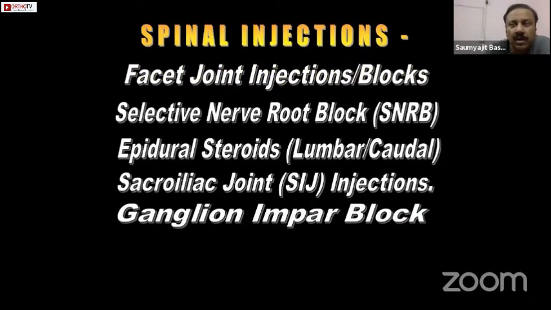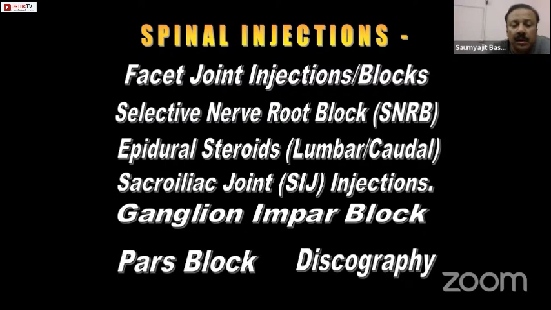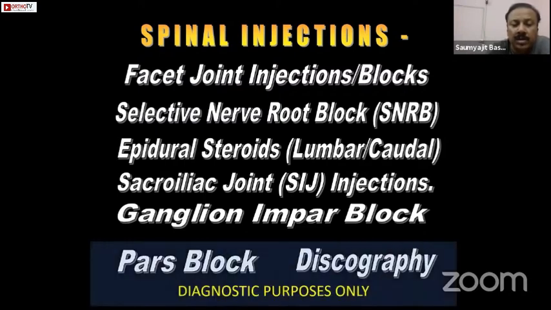As we know, in the armamentarium of a spine surgeon, facet joint blocks, selective nerve root blocks, epidural steroids, sacroiliac joint injections, and ganglion blocks are the typical injections that we encounter. Rarely do we do pars blocks and discography, and these are mainly for diagnostic purposes. The others are more therapeutic, as well as occasionally, when we get stuck isolating the pain generator, we have to rely on these procedures.